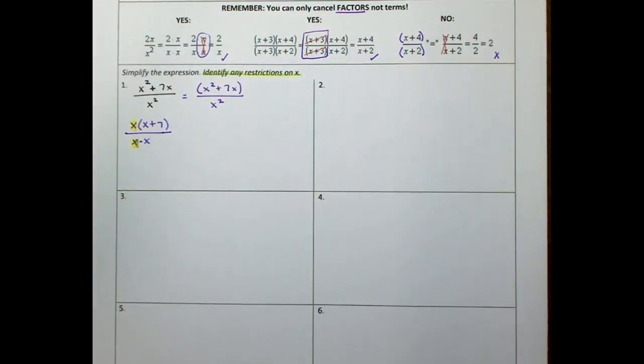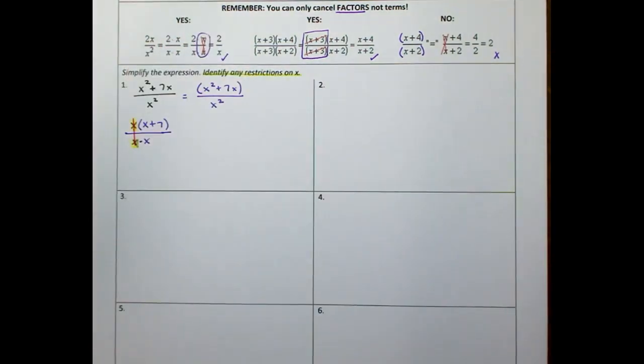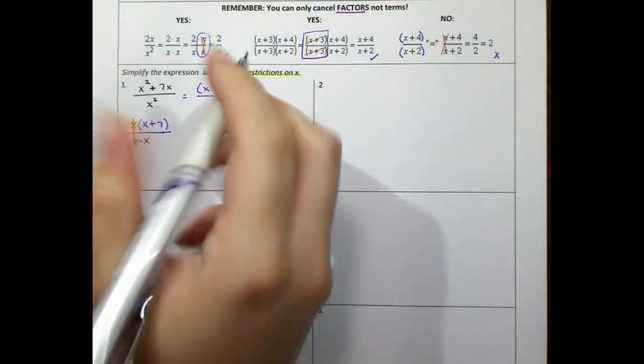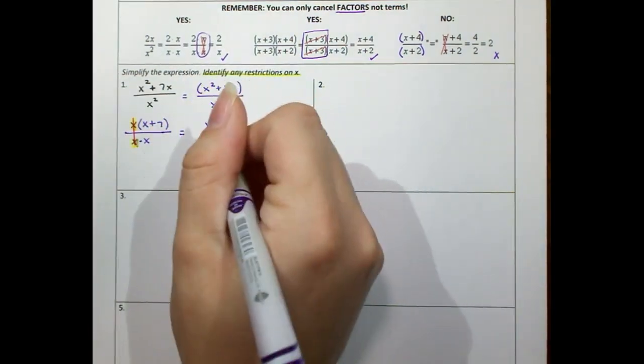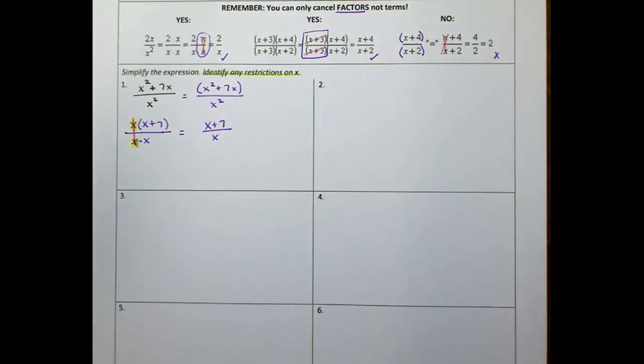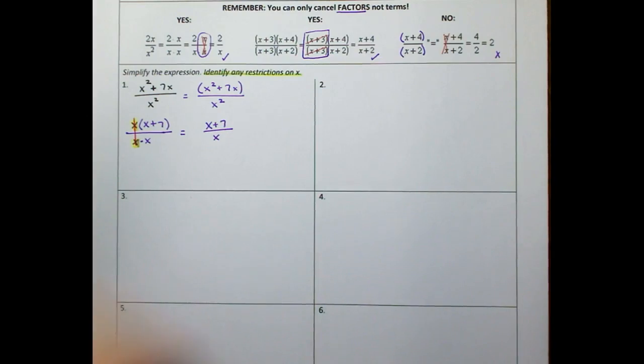So what that means is they divide to equal 1. So when we divide them, that equals a 1. And we are left with x plus 7 over x. Now again, we cannot divide x and x. Okay, x plus 7, married couple stuck together. X on the bottom is its own thing.